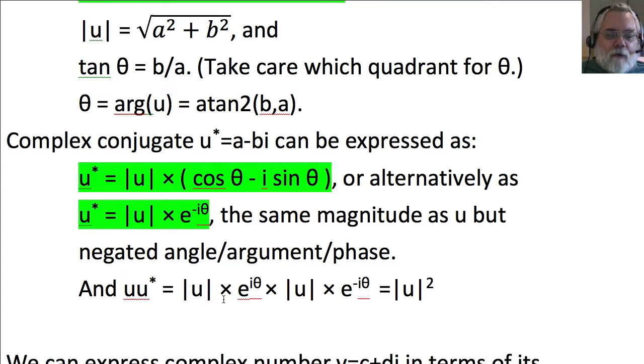Now that we have that, we can multiply u times its complex conjugate, u star, and we get magnitude of u times e to the i theta times magnitude of u times e to the minus i theta. We can rearrange this. We get magnitude of u squared. The e to the i theta and e to the minus i theta multiply together to get 1, so u u star equals magnitude of u squared, as we've seen before.